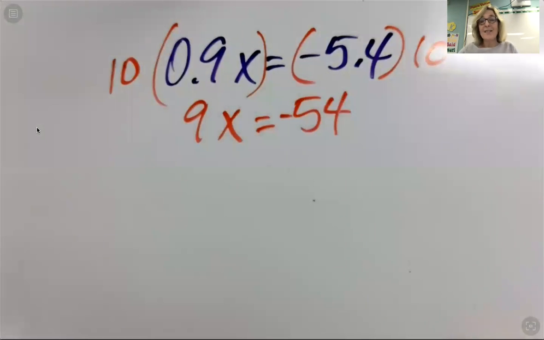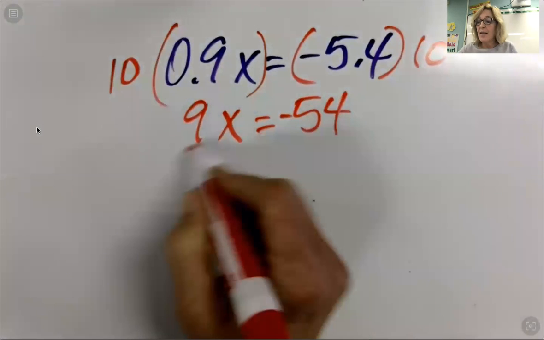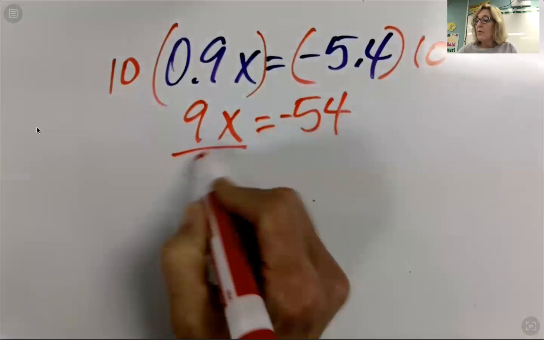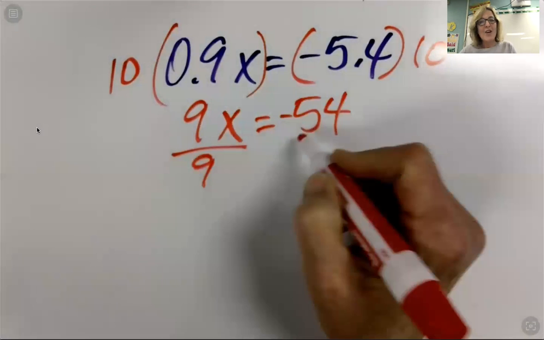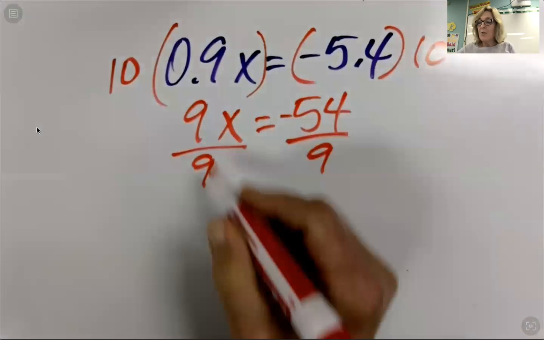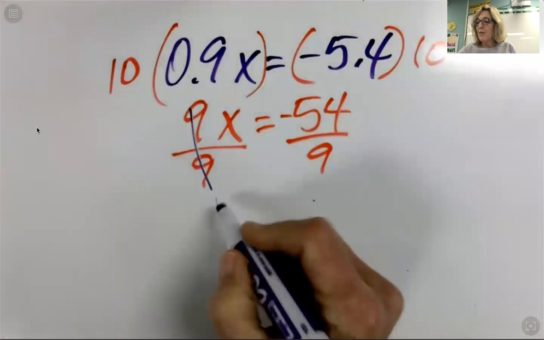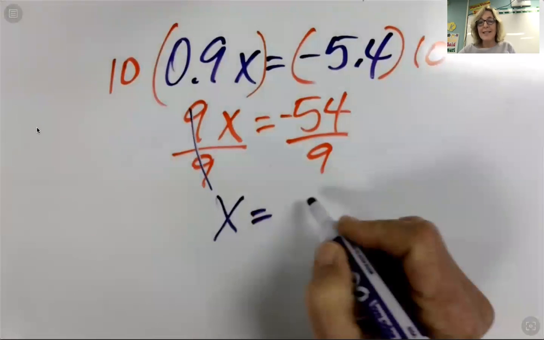And now that's just a simple division problem, right? To get rid of that 9 coefficient, I need to divide this side by 9, which means I need to divide this side by 9 also. So 9 divided by 9, we know is 1. So we have a single x left, and negative 54 divided by 9 is negative 6.